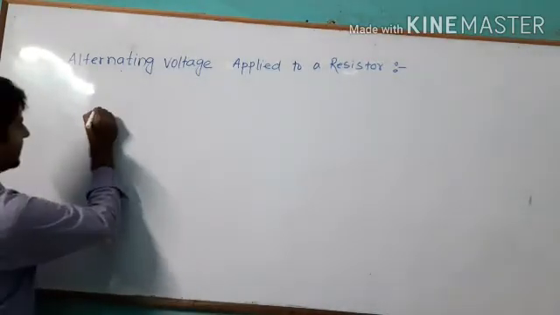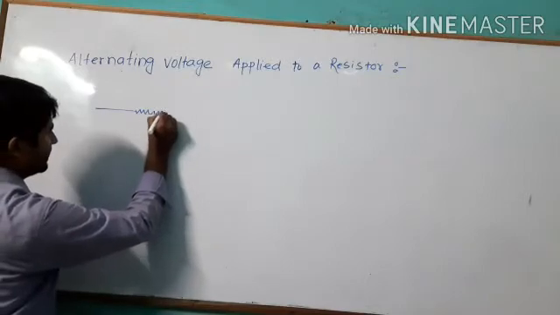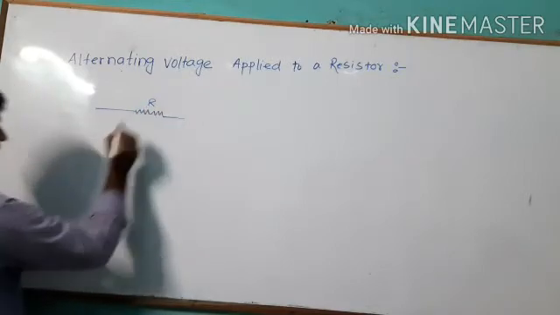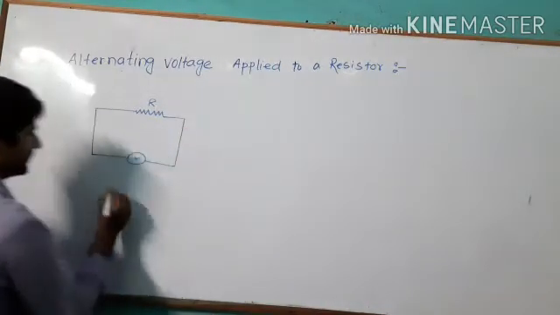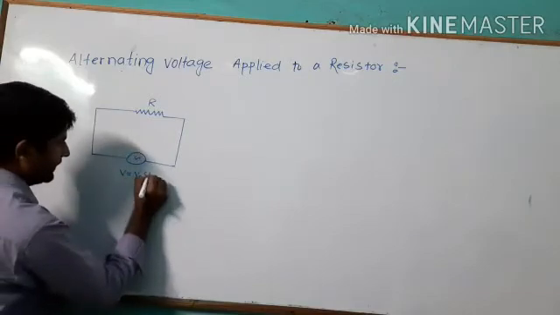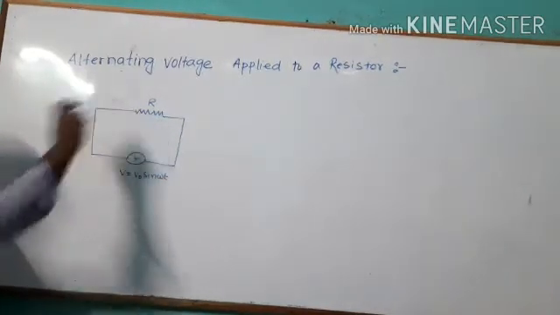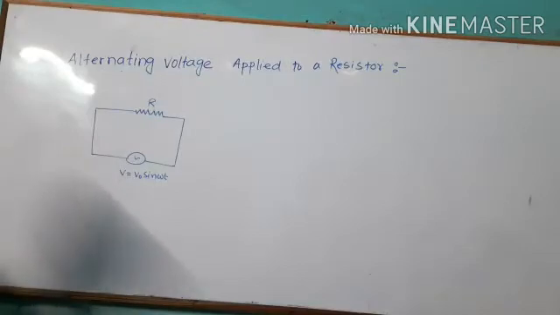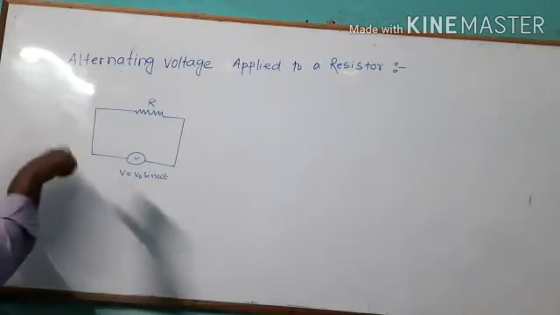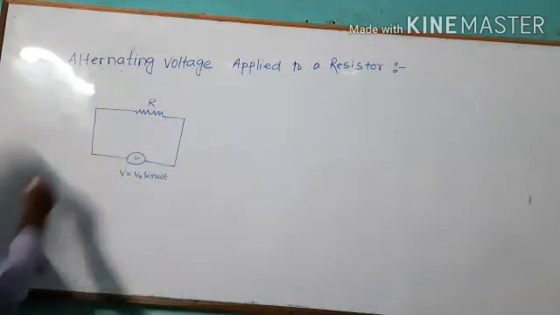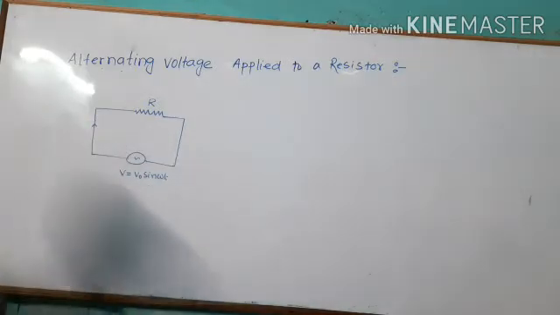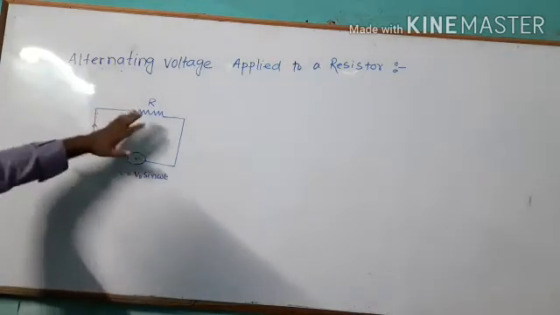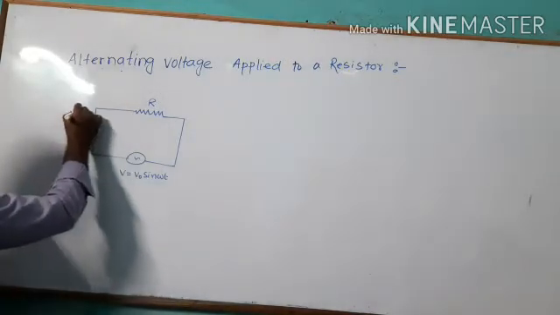Say there is a resistor of resistance R, and AC voltage is applied to this resistor, that is V equal to V0 sine omega t. This much voltage is applied to this circuit. Say at any instant the current is flowing in this direction, because its polarity is continuously changing. Once it is in this direction, then next time it's again changed. So suppose at an instant the current is flowing in this direction and I is the amount of current.